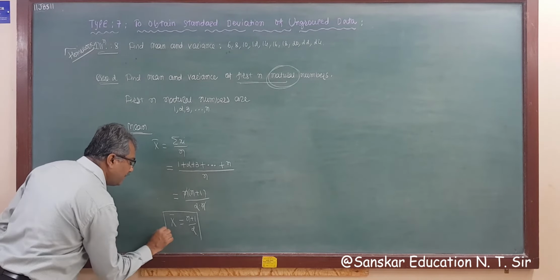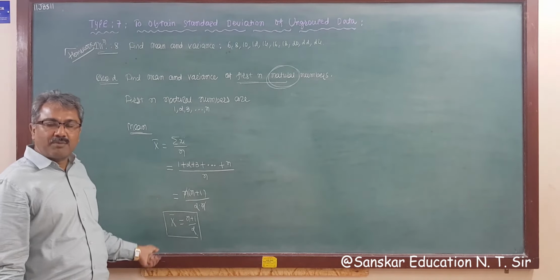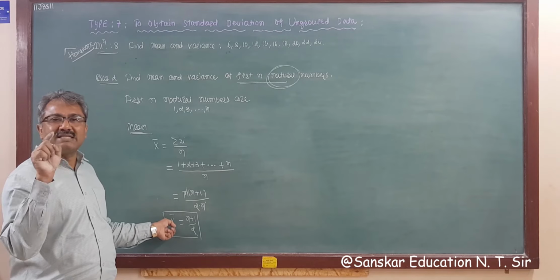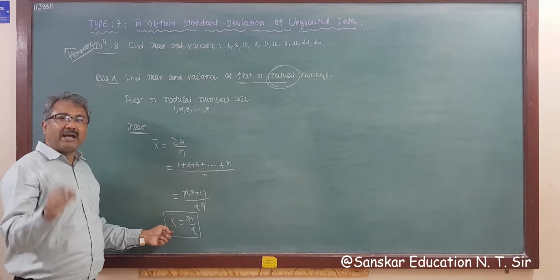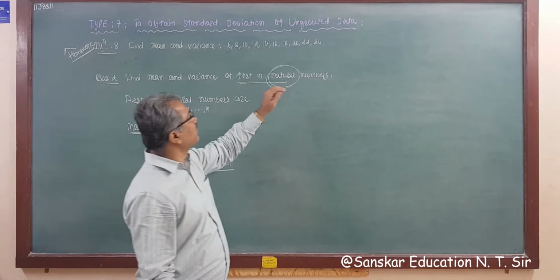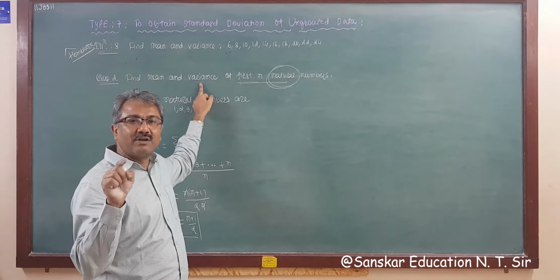So the mean of the first n natural numbers is always n plus 1 by 2. Remember this formula. The mean of the first n natural numbers is always n plus 1 by 2, and the variance is n square minus 1 by 12. That means for the answer, the variance is n square minus 1 by 12.